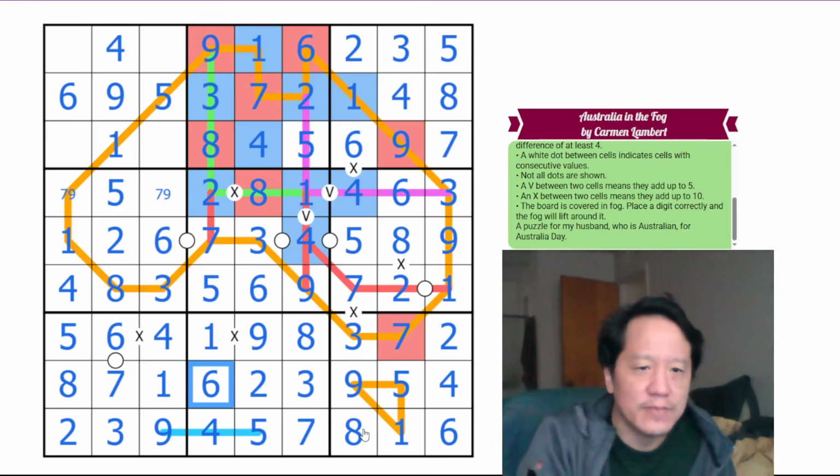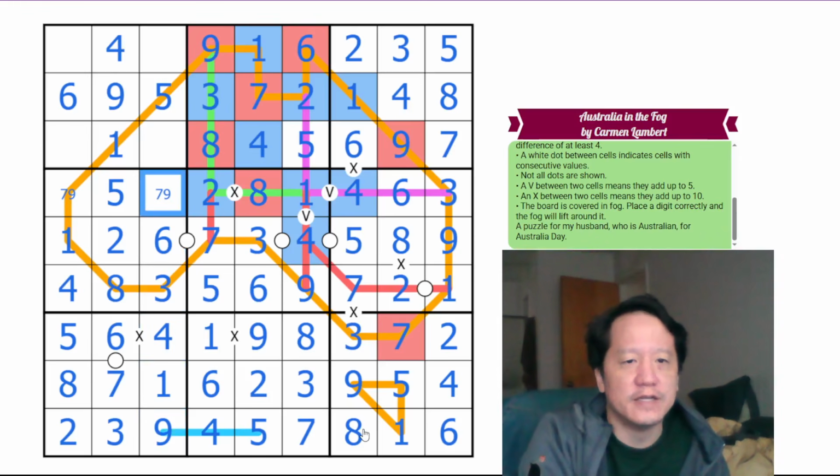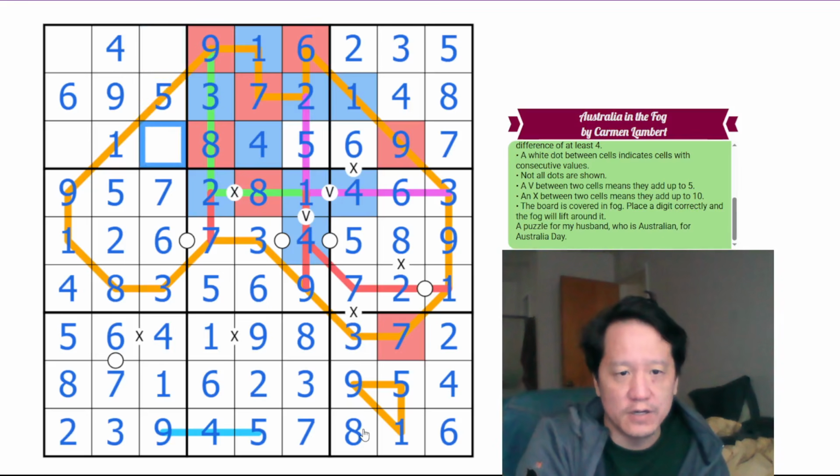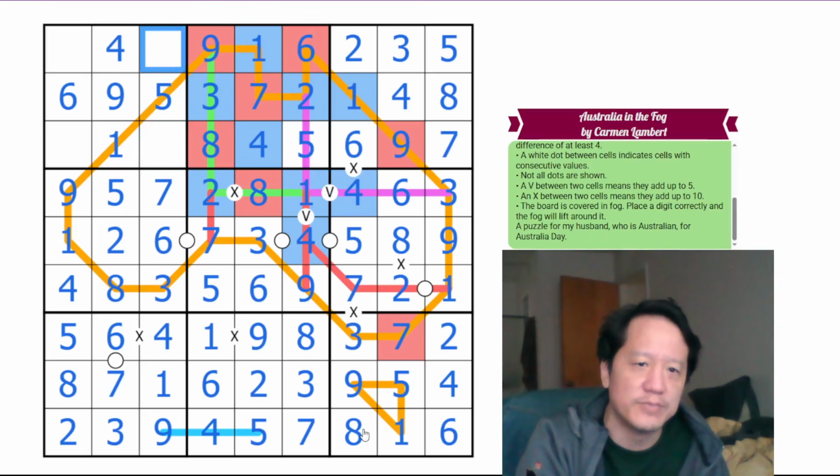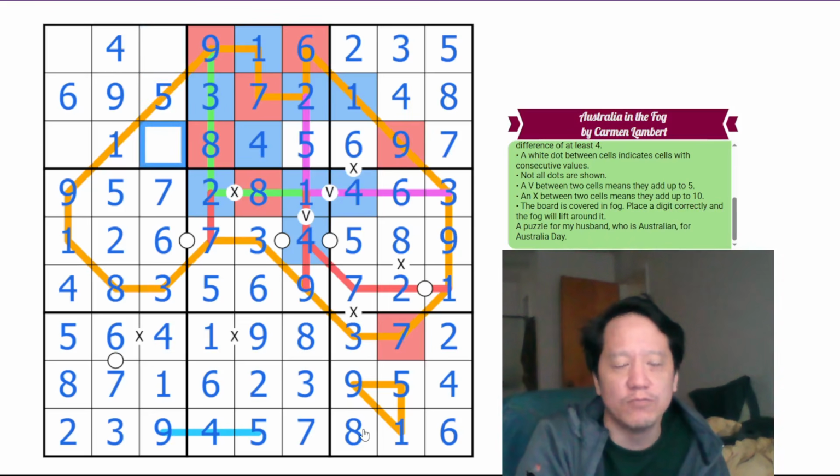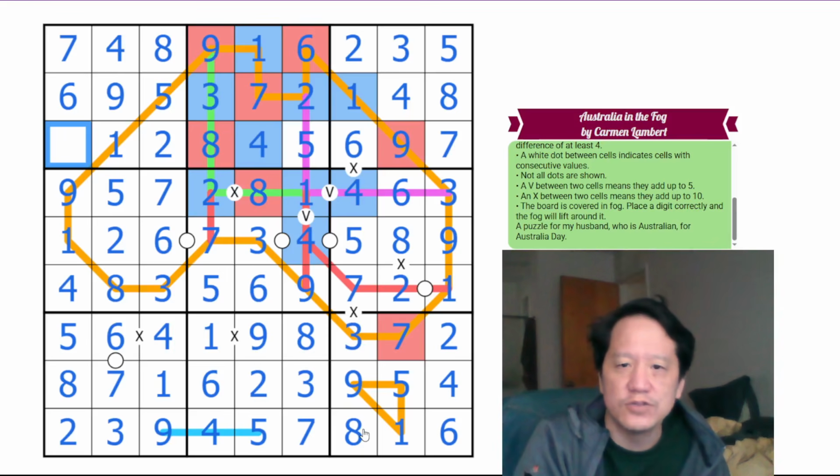Excuse me. 9 here eliminates 9 in the column, so this is 7 and 9, and then we have 2 and 5 remaining in column 3. No, not 2 and 5. 2 and 8 remaining in column 3. This can't be 8 because of 8 in the row, so this is 2. This is 8. That leaves this as a 7, and this as a 3.